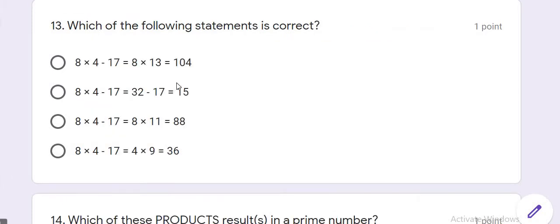Question 13. Which of the following statement is correct? According to BODMAS, we first have multiplication and then subtraction. So 8 multiplied by 4 minus 17. This must be first multiplied. So 8 into 4 is 32. 32 minus 17 gives us 15. So B is the correct option.